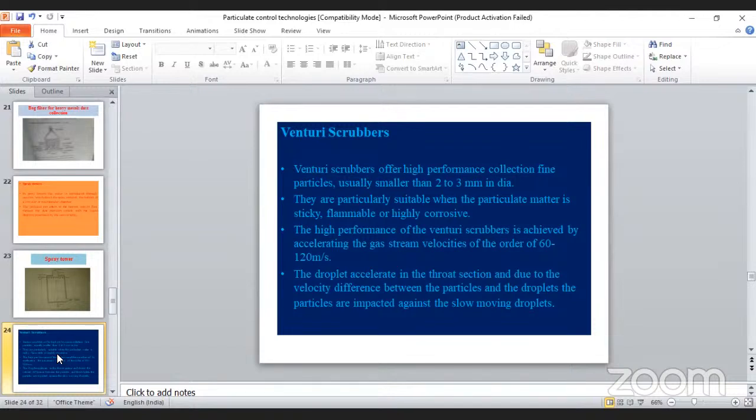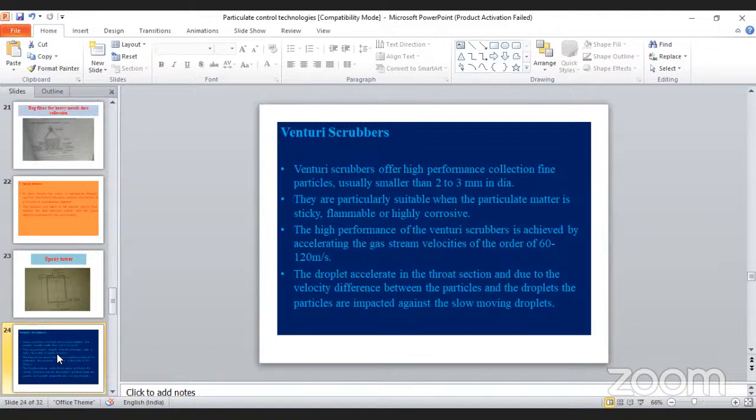Okay, now we'll talk about the Venturi scrubbers. Actually, gaseous pollutants, some of them are sticky, some of them are toxic, and some of them are flammable. Many types of particulate matter are there. We all know that.